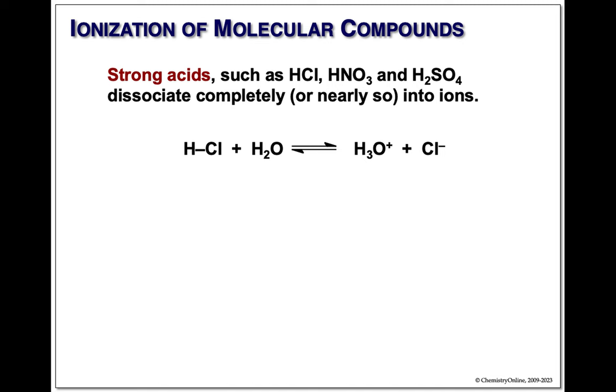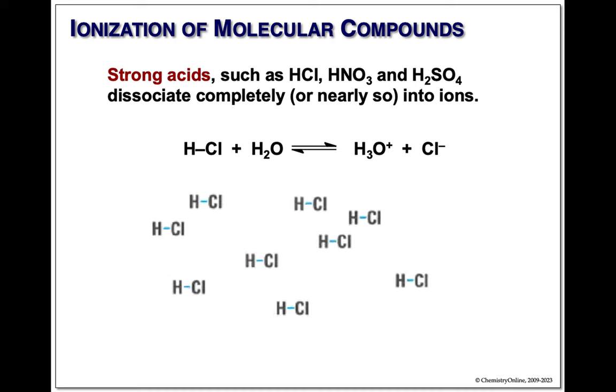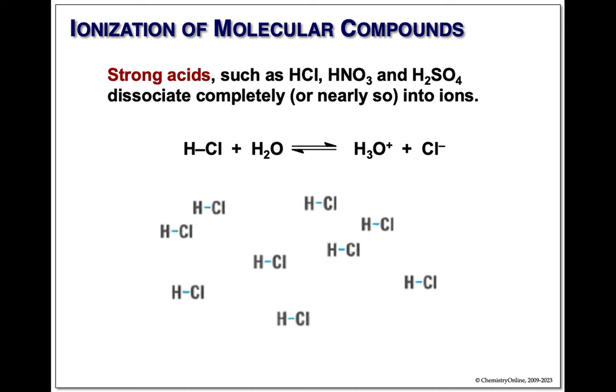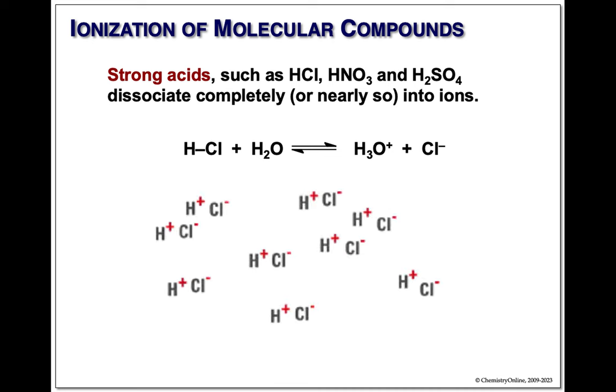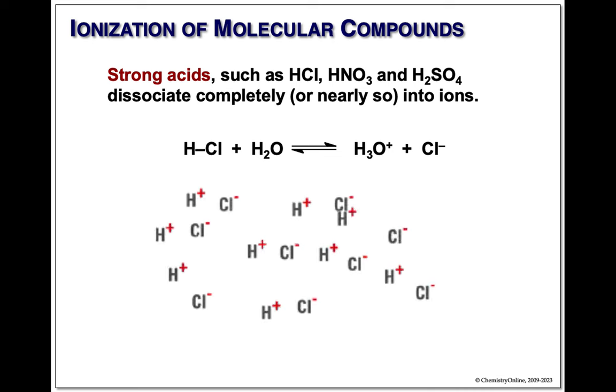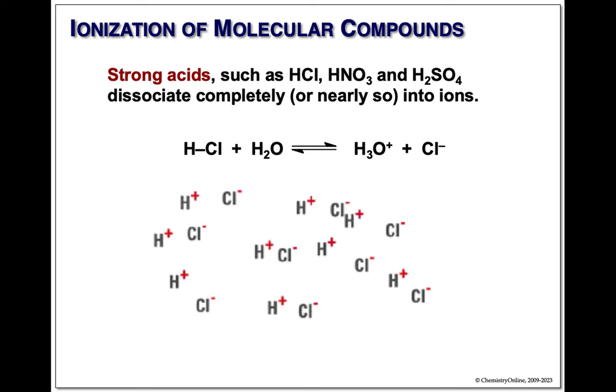So if you take HCl gas and you allow it to dissolve in water, as soon as it hits the water, virtually 100% of it ionizes to give hydronium and chloride. Virtually 100%. This is a classic strong acid.